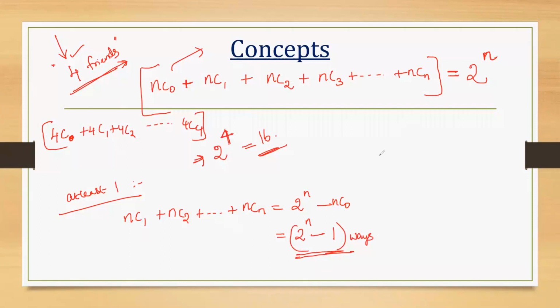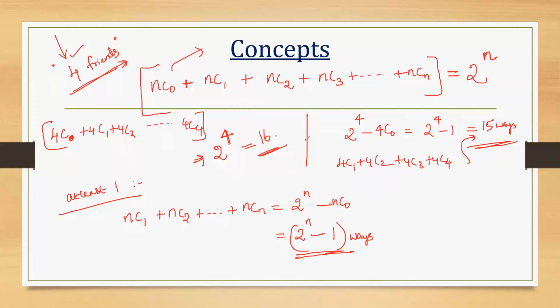For our example, 2 power 4 minus 4C0, so 2 power 4 minus 1. The answer will be 15 ways. So at least one must be present in the party. The question starts from 4C1, 4C2, 4C3, and 4C4. You can find the values, and you will get 15.